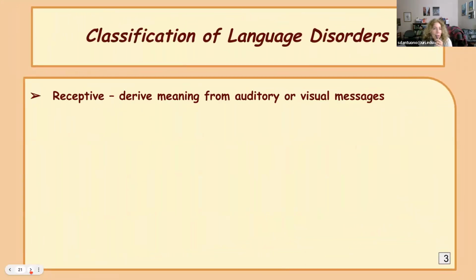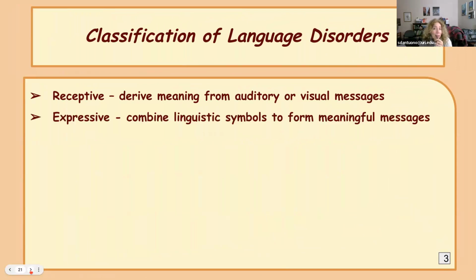So, classification of language disorders. A receptive disorder is from auditory or visual messages. So they have difficulty deriving meaning from auditory or visual messages. And they may actually have a strength in the visual form of getting meaning and a weakness in the auditory form of getting meaning, or vice versa. Expressive is combining linguistic elements to form meaningful messages. So they have difficulty with that.